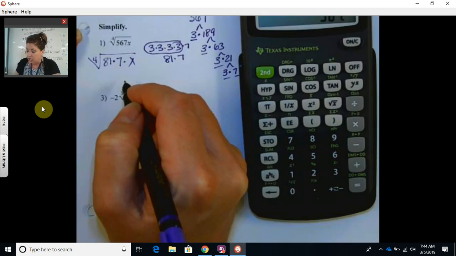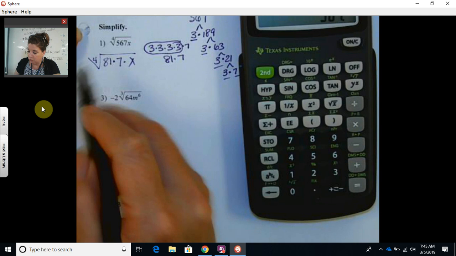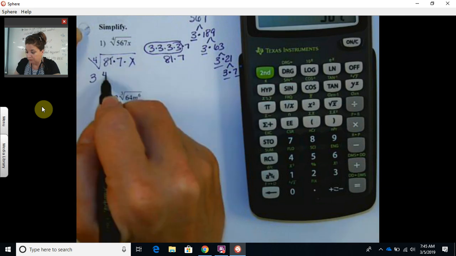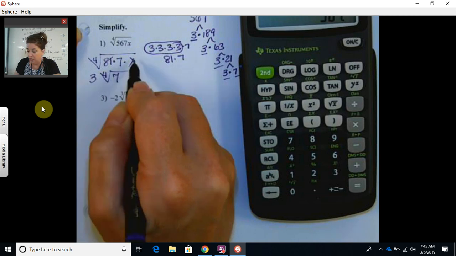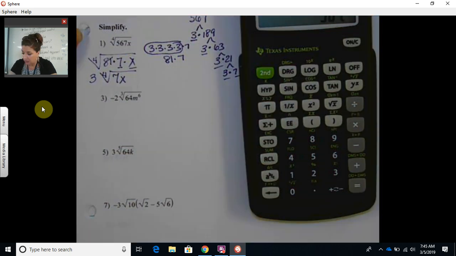If we can take the fourth root, we do, and we put that outside of the radical. What is the fourth root of 81? 3, so I'm going to put that on the outside. Can I take the fourth root of 7? No, it's a prime number. Its only factors are 1 and itself, so it will stay. And we already said that x will stay as well. Everybody cool with that? All right, let's look at number 3.